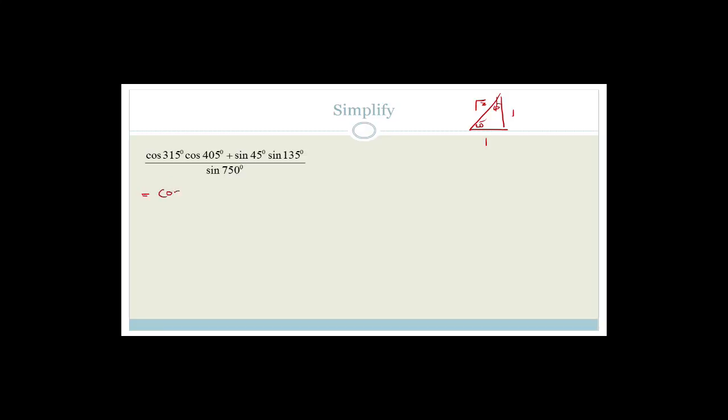So this could be written as cos of 360 degrees minus 45. Okay, do you agree? This could be written as cos of 360 plus 45 degrees. This would be sine 45 degrees. And this, sine of 135, is going to be 90 plus, so it becomes sine of 180 minus 45, all over sine 750.